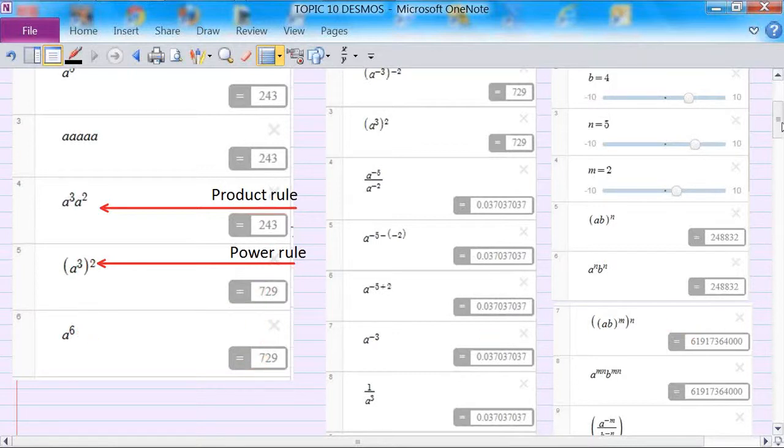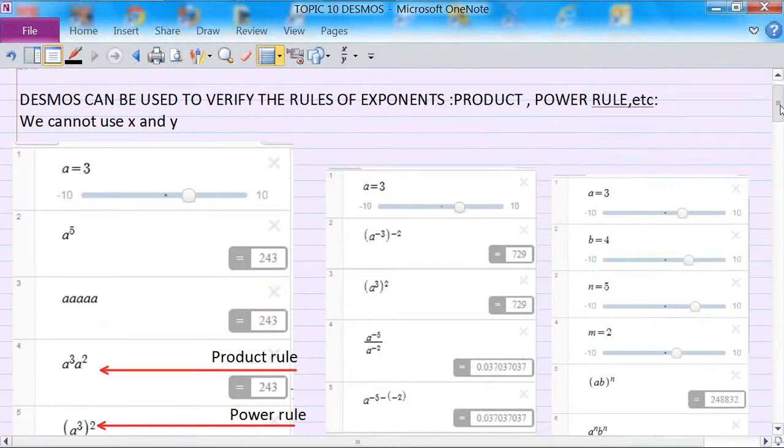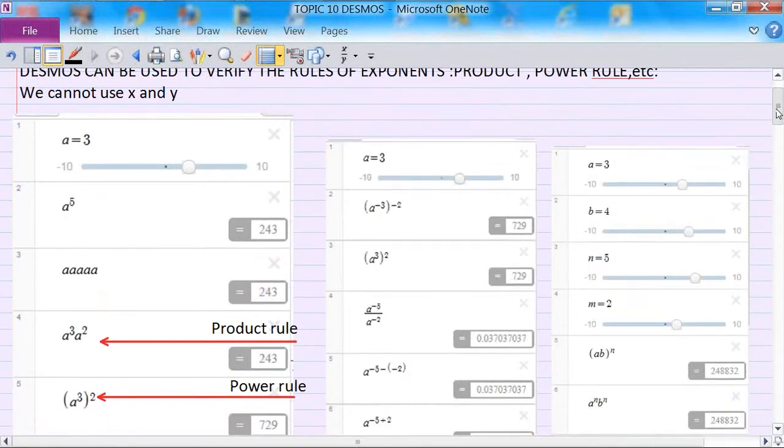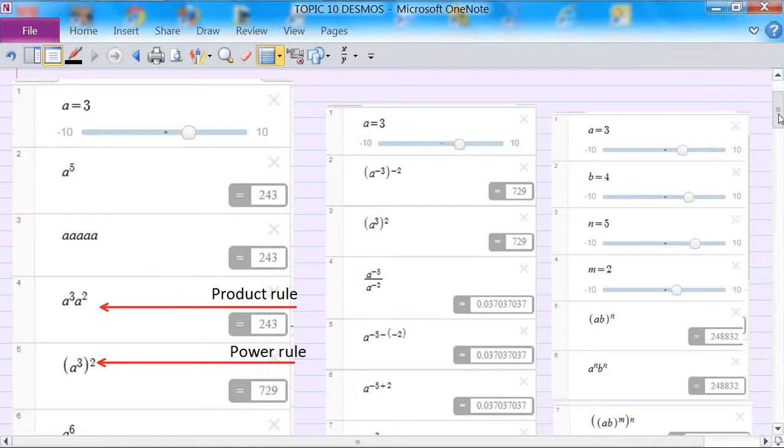So what we are trying to illustrate here is that you can differentiate very easily between the product rule and the power rule just by doing simple calculations in decimals. Not everybody will find this useful, but we'll see later on. Maybe you'll see that the applications that we give are more interesting.